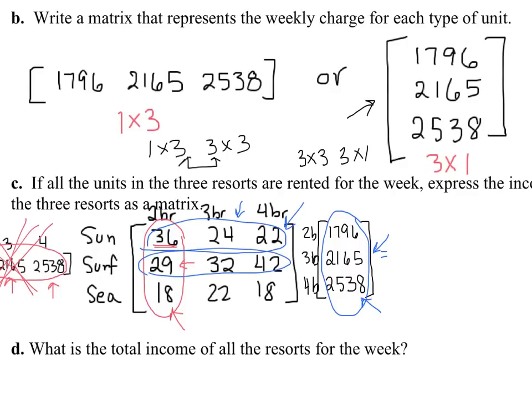So for the second row, the first number I would be multiplying is 29, and I'd be multiplying by the cost of a 2-bedroom unit, and 29 is the number of 2-bedroom units. Then I would be taking the number of 3-bedroom units, multiplying it by the cost of 3-bedroom units, and finally I would do the number of 4-bedroom units at Surfside times the cost of a 4-bedroom unit.